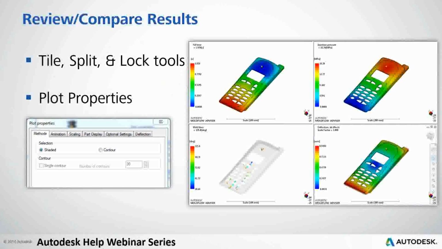Now, whenever you're reviewing results in Advisor, you can use tools like the tile, split, and lock tools to compare different results. So in this case, I used the split tool, which essentially splits your window into quadrants. And on here, I just put the fill time, injection pressure, weld lines, and deflection.